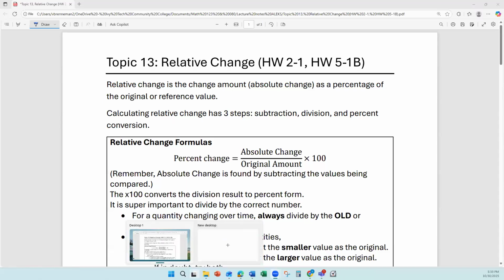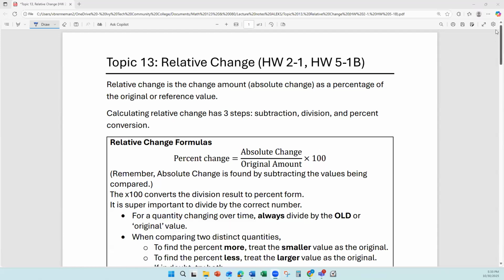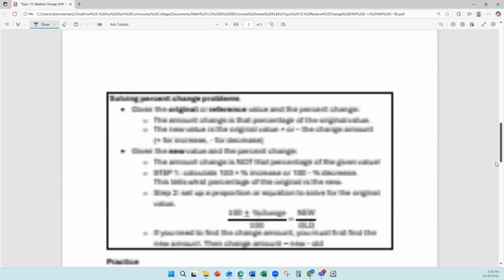This video is over topic 13, number 3 through 5. So this is solving percent change word problems.